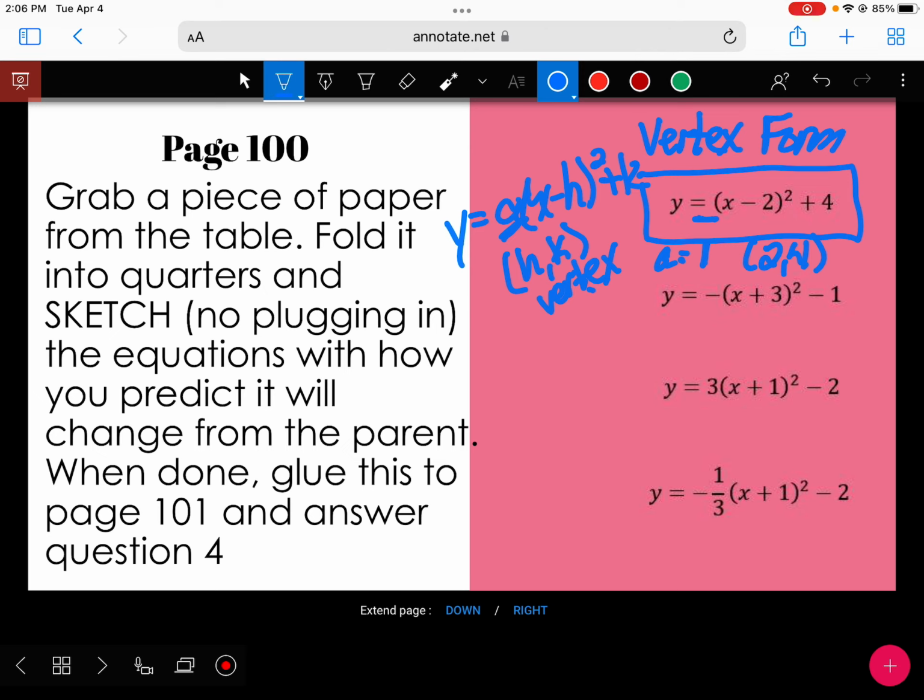And once you have those graphed, then answer question D on page 100. Determine the range of each function. So I'm going to give you about 7 minutes to work on that. Just trying to sketch the graph, a general sketch. Is it opening upward? Is it opening downward? Don't use Desmos. Just try to sketch it.